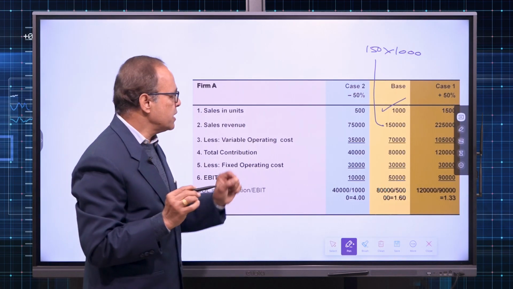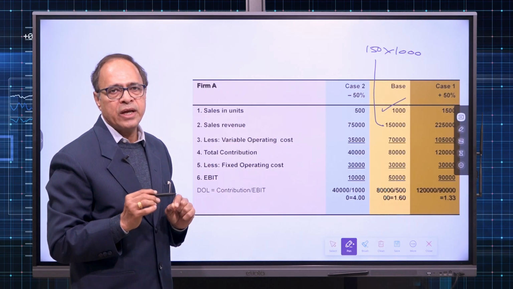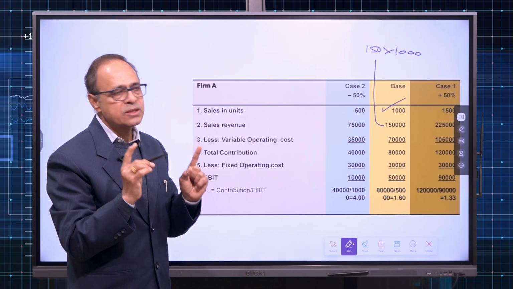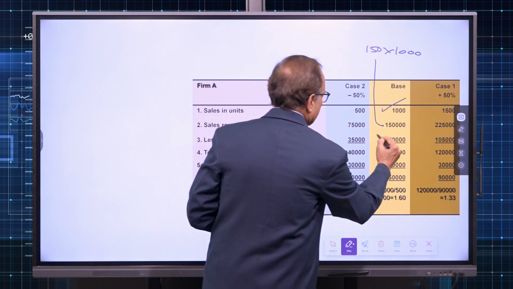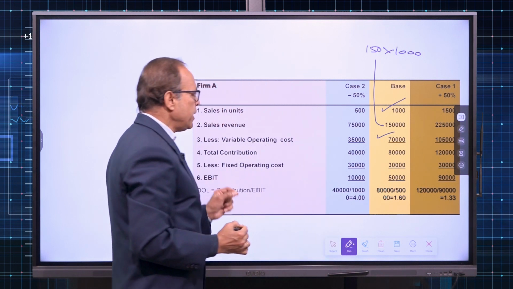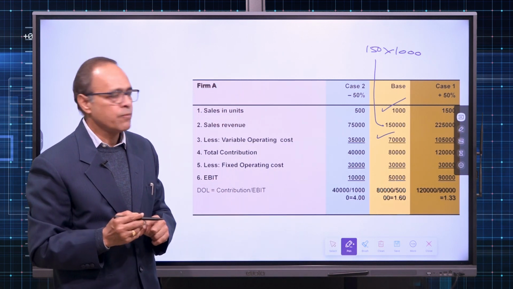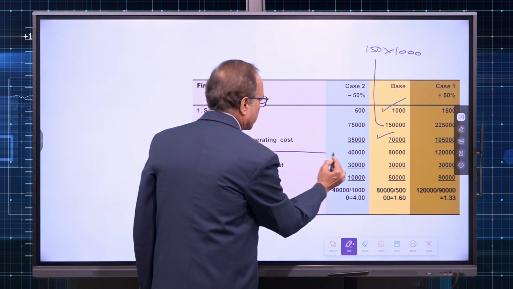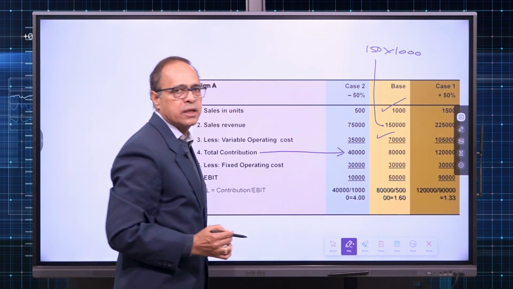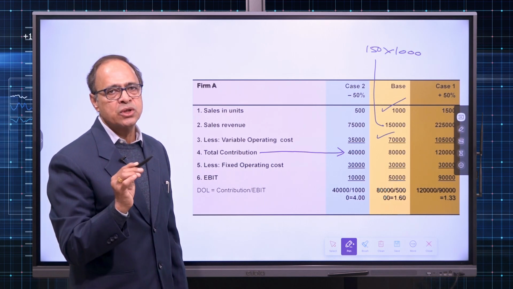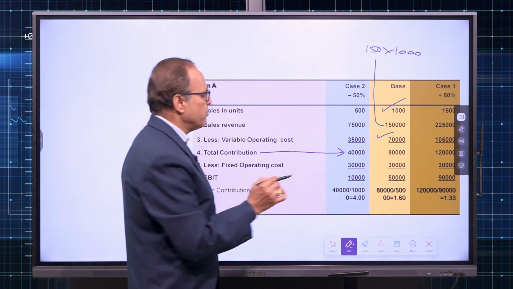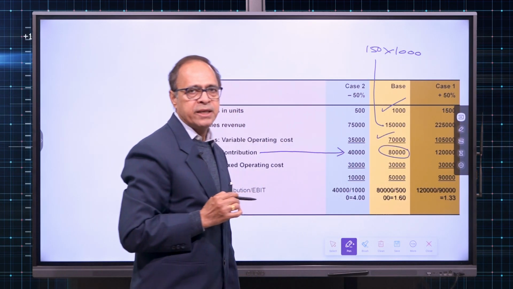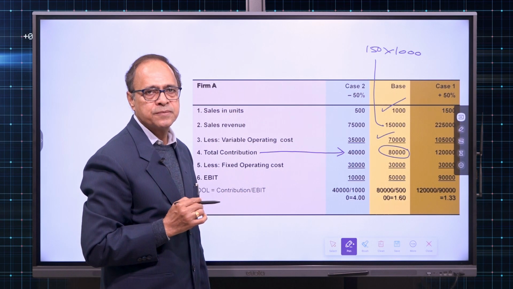Variable cost per unit is 70. For every 1 unit, variable cost is 70. So for 1000 units, it will be 70,000. So that is my variable cost. So the moment we proceed further, what do I need to calculate? I need to calculate total contribution. And total contribution is total sales minus total variable cost. And my contribution is 80,000. So 1,50,000 minus 70,000, you get 80,000.